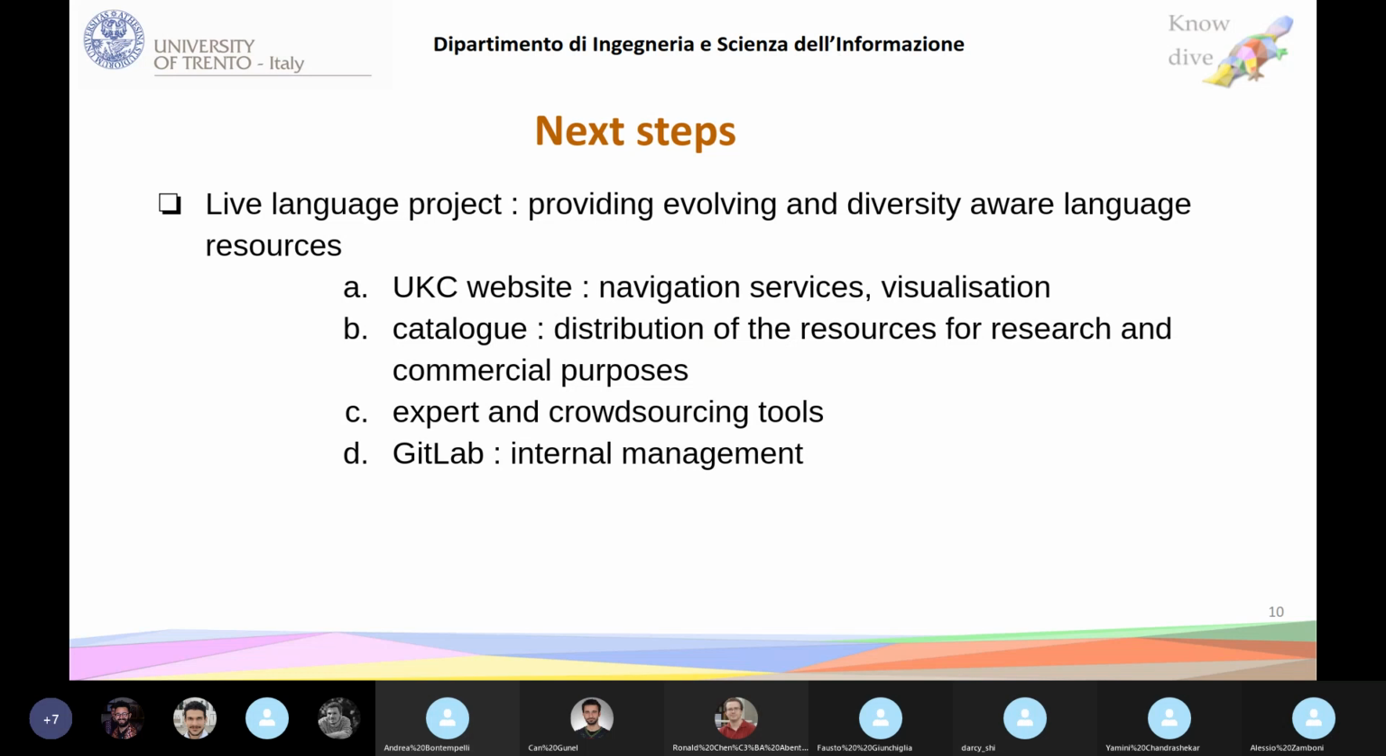And the third one would be to have the expert and the crowdsourcing tools. As I've given an example of being able to complete the missing components in the resource, this would require a standard procedure and the standard tools to do so. So the idea is to develop these as well. And the final one, as we saw, the GitLab organization of the resources. This would help us maintain the resources inside the group as such.